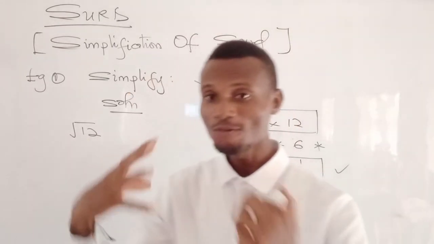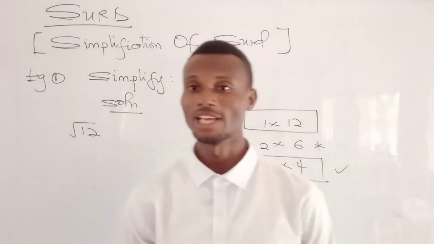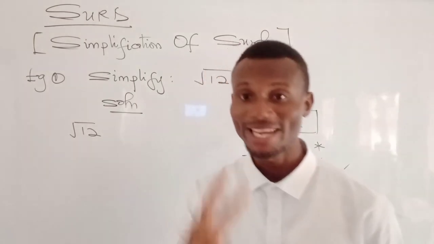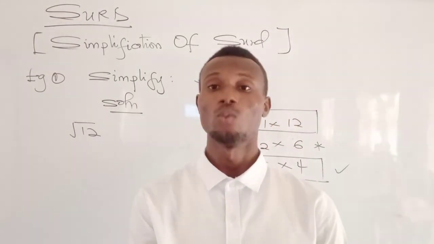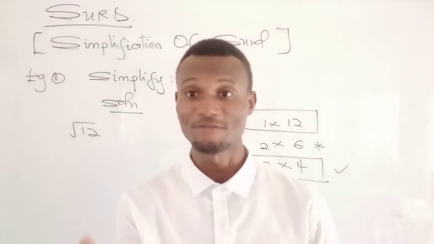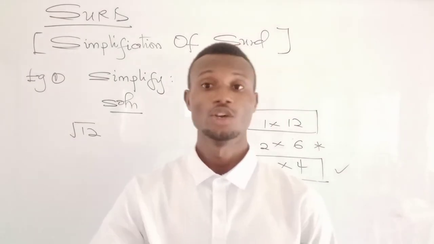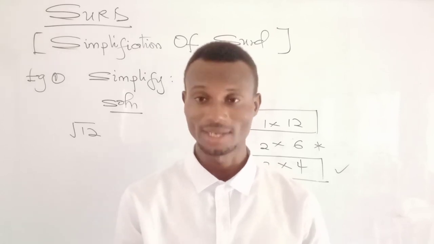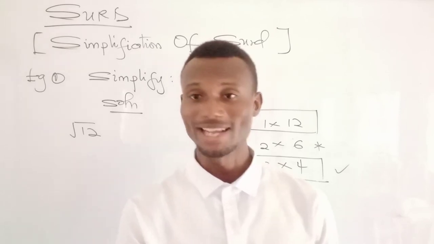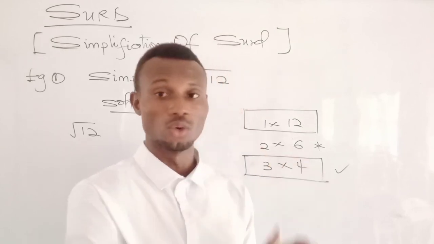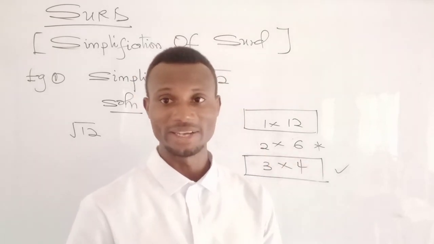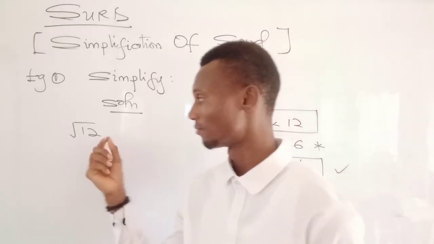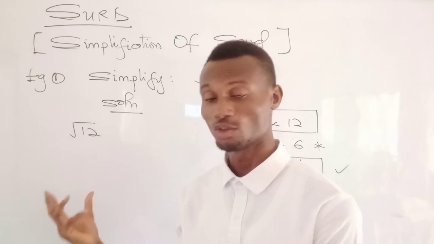Again, for you to simplify this, you need 2 numbers that can multiply to give you the 12. But in picking those 2 numbers, you need to have 1 number in it which is a perfect square. That is the condition. But you don't use 1. So you look for any other number which can multiply to give you back the said value that you are to simplify.